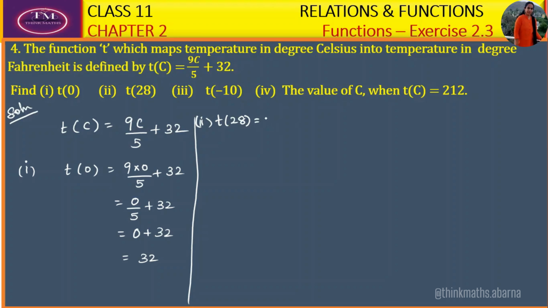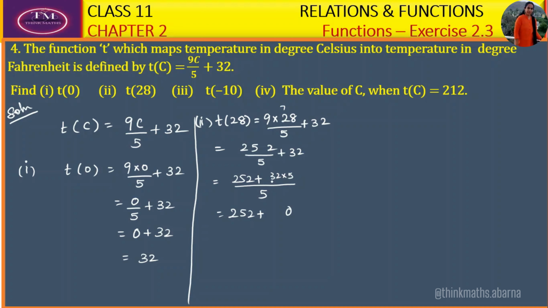T of 28, instead of C, put 28, 9 into 28 divided by 5 plus 32. What is 9 into 28? 9 8s are 72, balance 7, 2 9s are 18, 18 plus 7, 25. So 252 by 5 plus 32. So which is equal to, take 5 as LCM, so it will be 252 here, then 32 into 5. So 252 plus, what is 32 into 5? 2 5s are 10, balance 1, 3 5s are 15, 15 plus 1, 16, so 160.